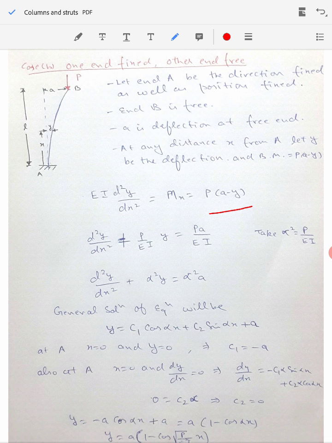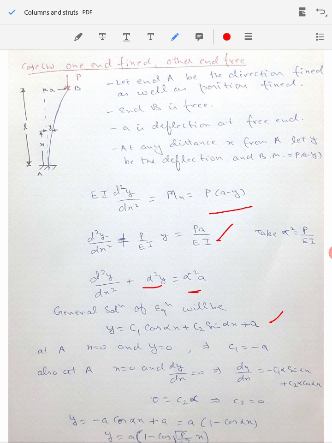Let me simplify this equation further, and write it as d²y/dx² plus (P by EI) into Y equal to PA by EI. Now again we will take alpha square equal to P by EI, and when we substitute alpha square for P by EI, this becomes again our second order ordinary differential equation, whose solution will be given by y equal to c1 cos alpha x plus c2 sin alpha x plus a.